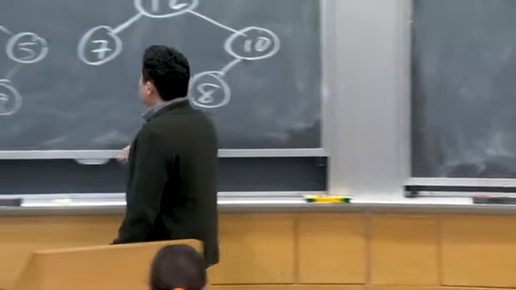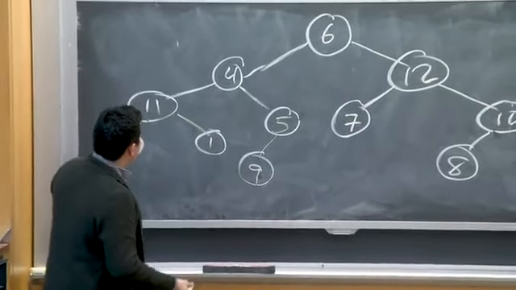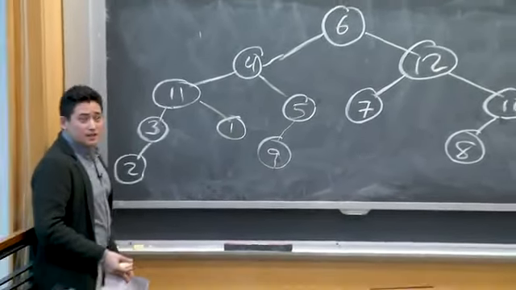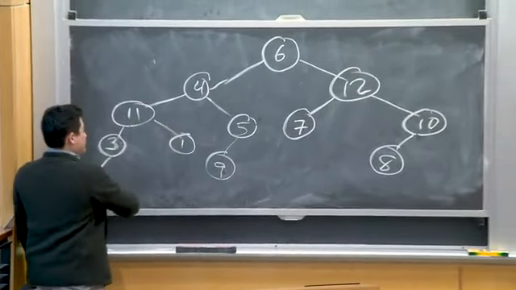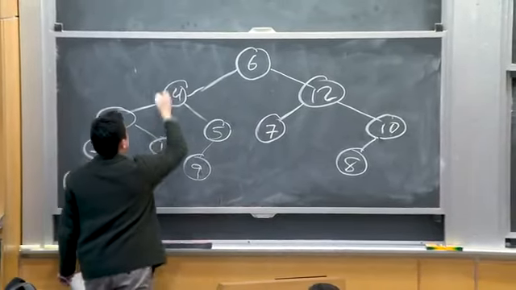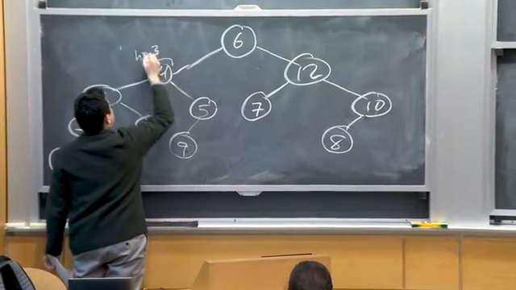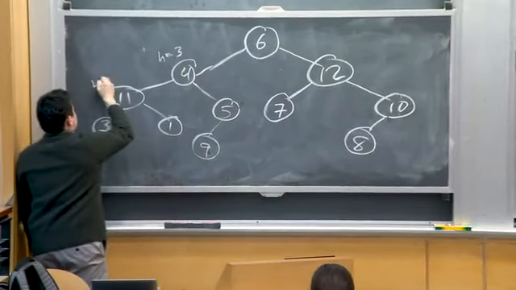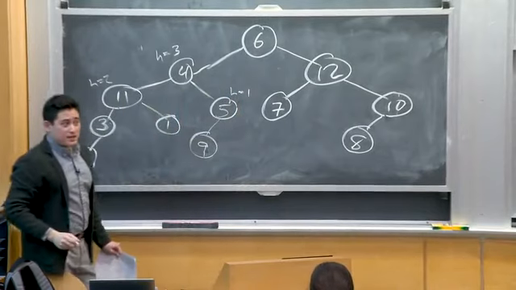So I'm not going to draw it for all of these things, but how about for number 4? What's its height? 1, 2, 3. That's the longest path from the root of that subtree. So this is height equals 3. That came from height equals 2 and height equals 1. Does everyone see that? Yeah?